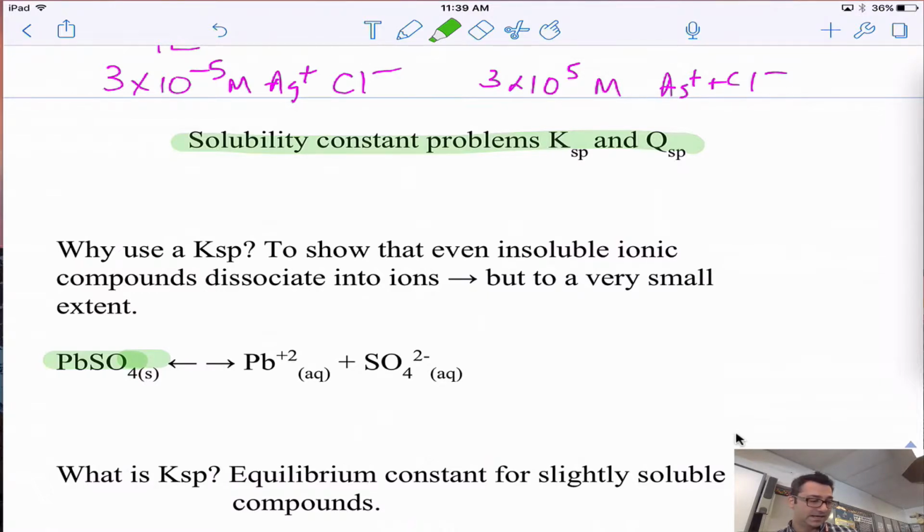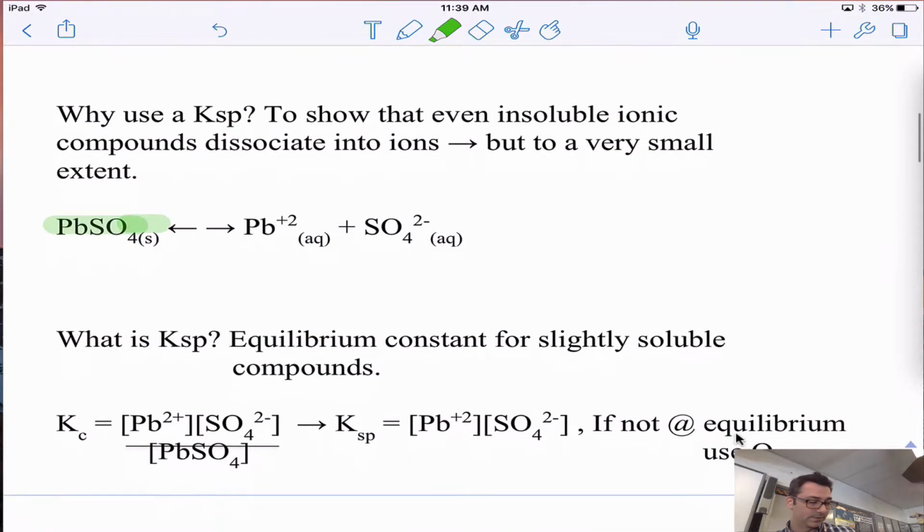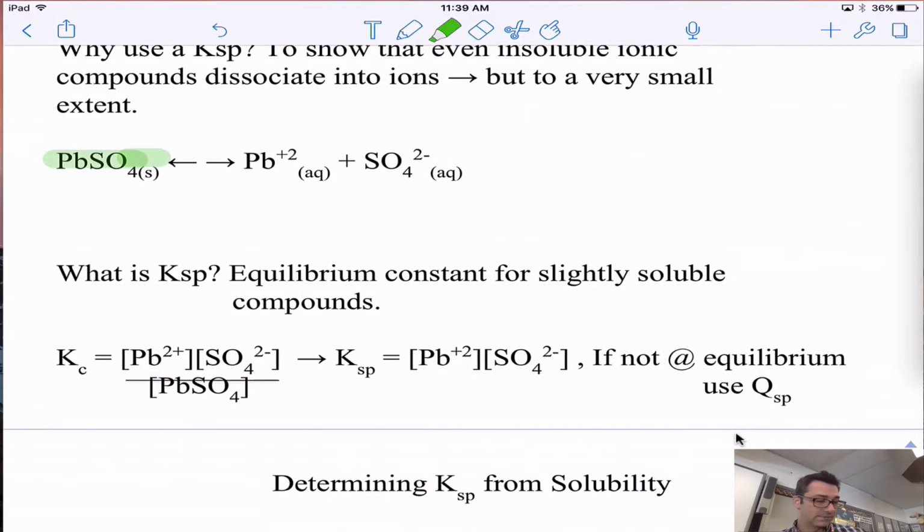We can write a Ksp for this, an equilibrium expression, and it would look like this. We would have our Kc value equal to the products over the reactants. But if you remember, the solids we don't include in the equilibrium expression, so we cut those out, and we're left with just the products, hence the term solubility product. If we're not at equilibrium, if we're not saturated, then instead of K we would have a Q value, just like in equilibrium. When you're not at equilibrium, you use the Q value, not the K value.